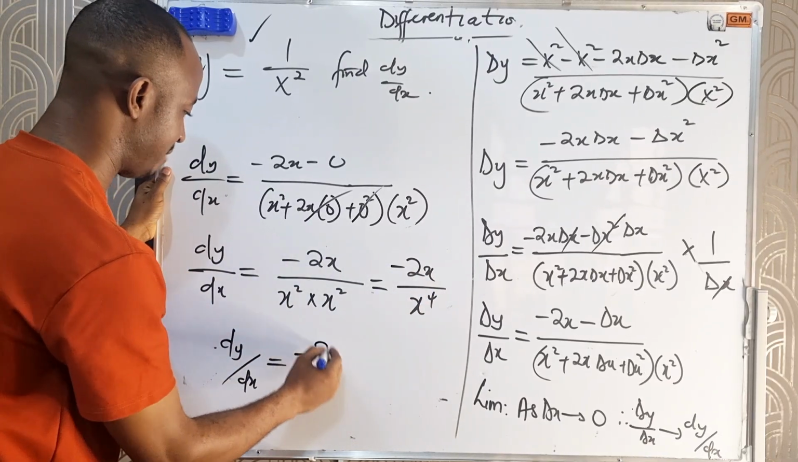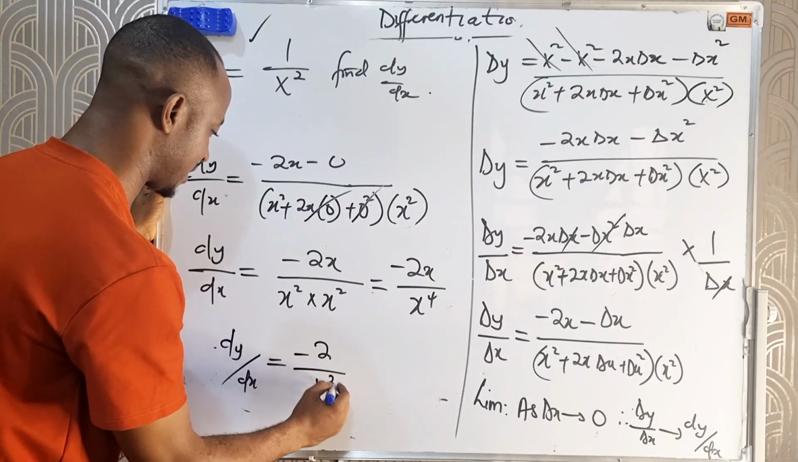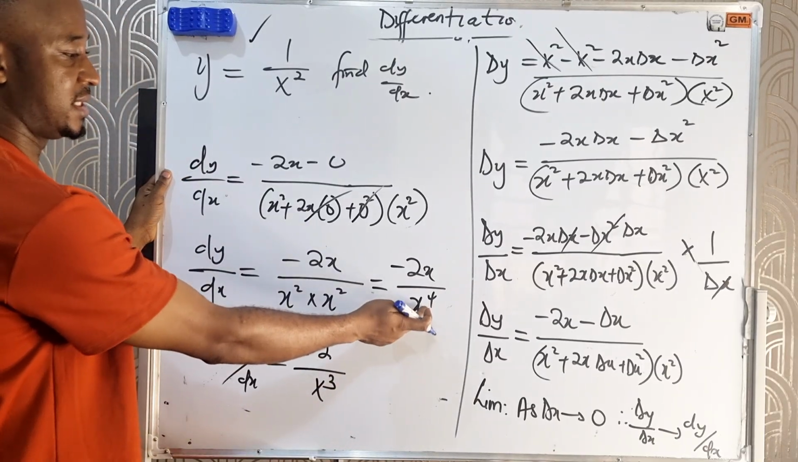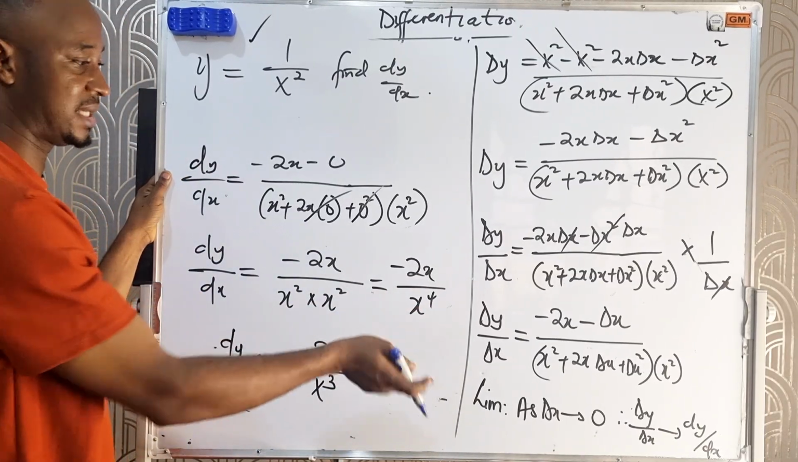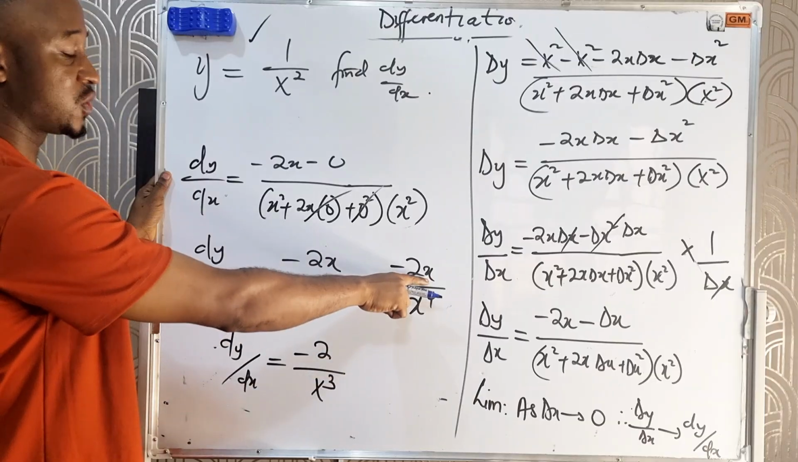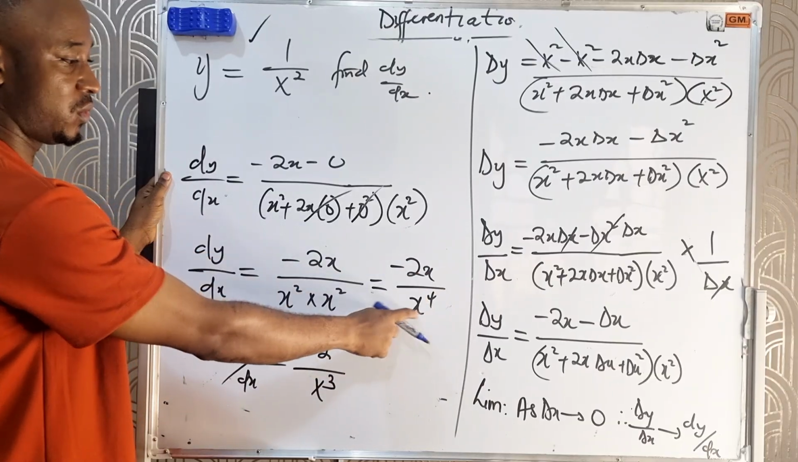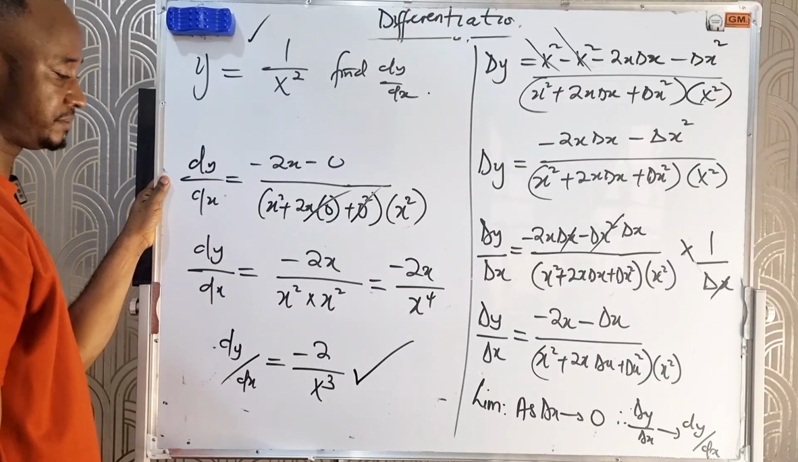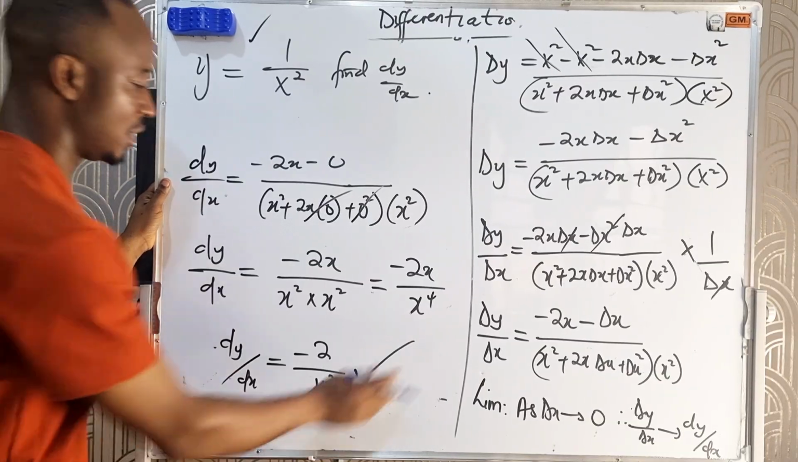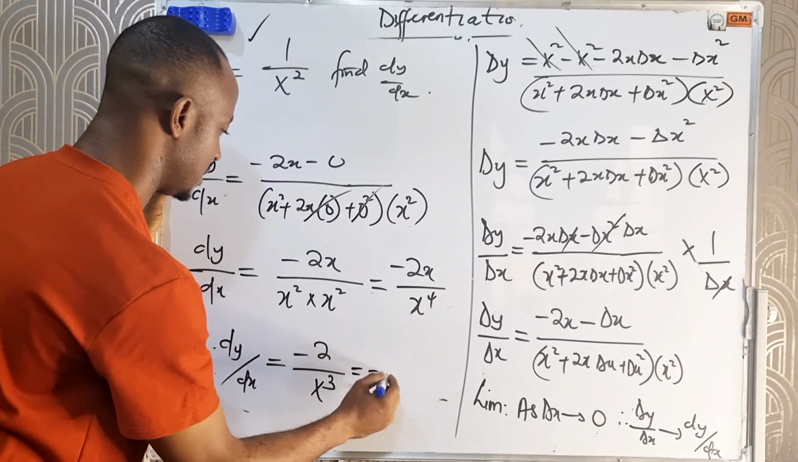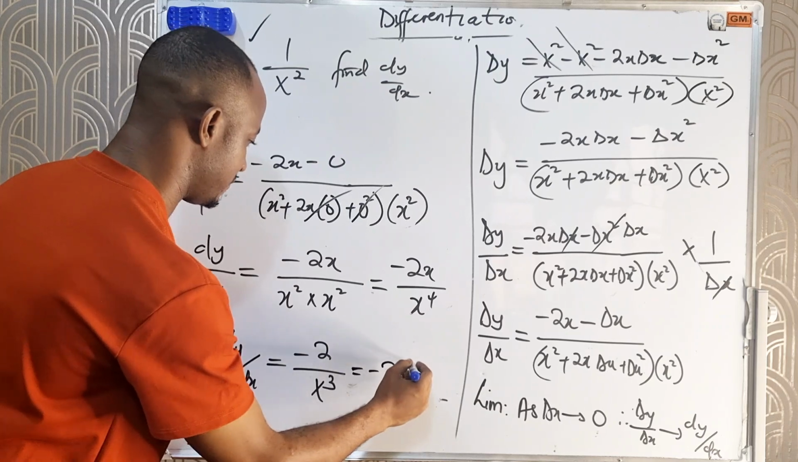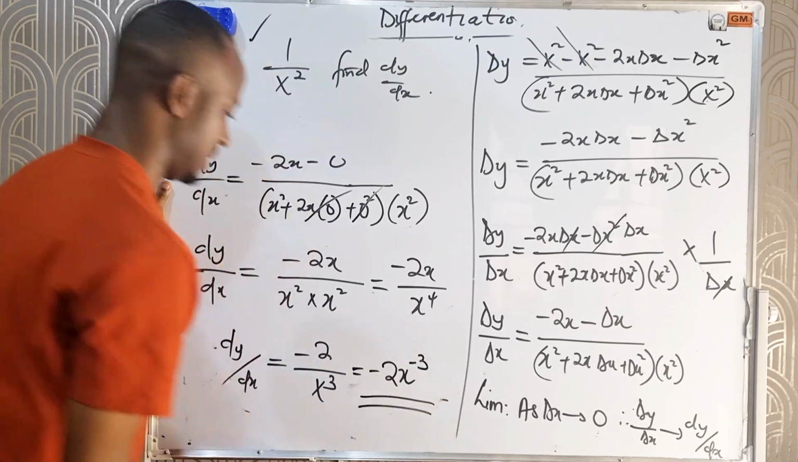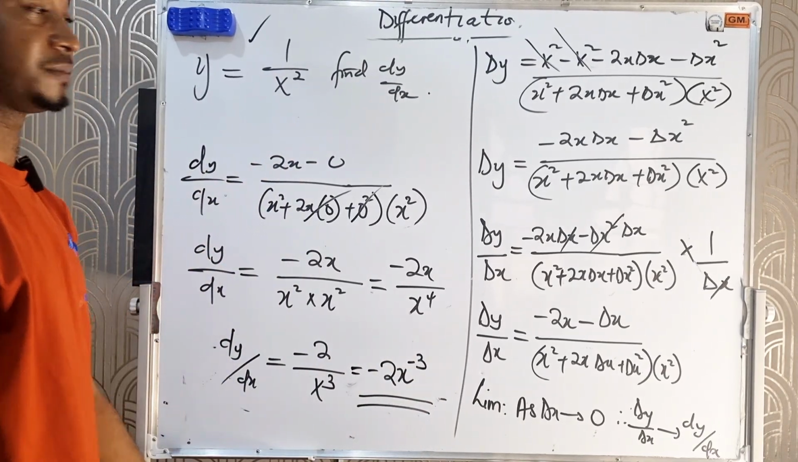Here we have minus 2 divided by s to the power of 3. This is s times s times s times s in 4 places. Here we have just one s. So one of these s we cancel one from here. That will give us this. So this is our final answer. Or we can also express this as minus 2x to the power of minus 3. Either this or this, we are correct.